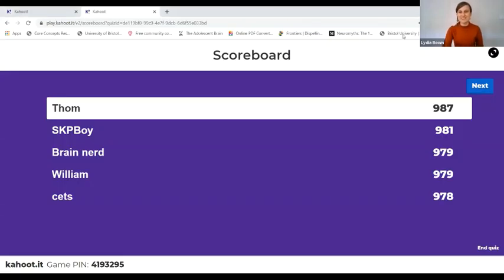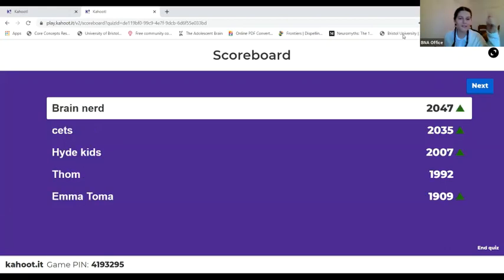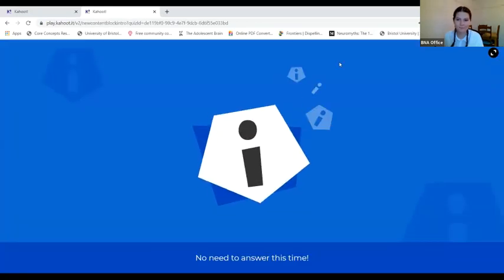So we've got our leaderboard. Not much change, but we'll carry on seeing it. We've got a new person come in first place, Brain Nerd. Well done. New person on the leaderboard there, Emma. Well done, everyone. Cool, so let's get stuck into brain anatomy.